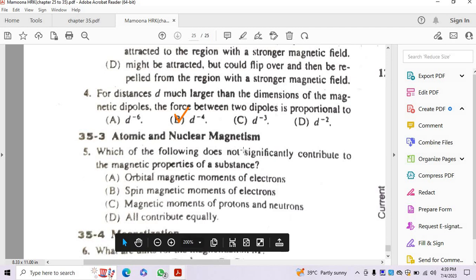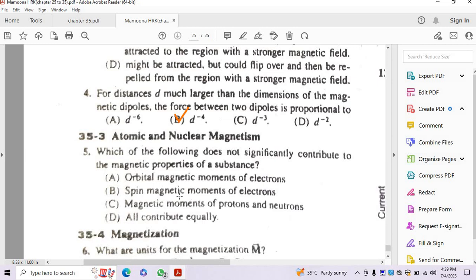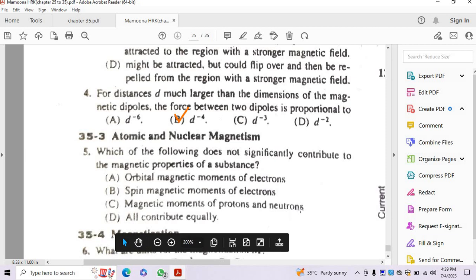Question number 5 is, which of the following does not significantly contribute to the magnetic properties of a substance? Option A is orbital magnetic moments of electrons, option B is spin magnetic moments of electrons, option C is magnetic moments of protons and neutrons, and option D is all contribute equally.